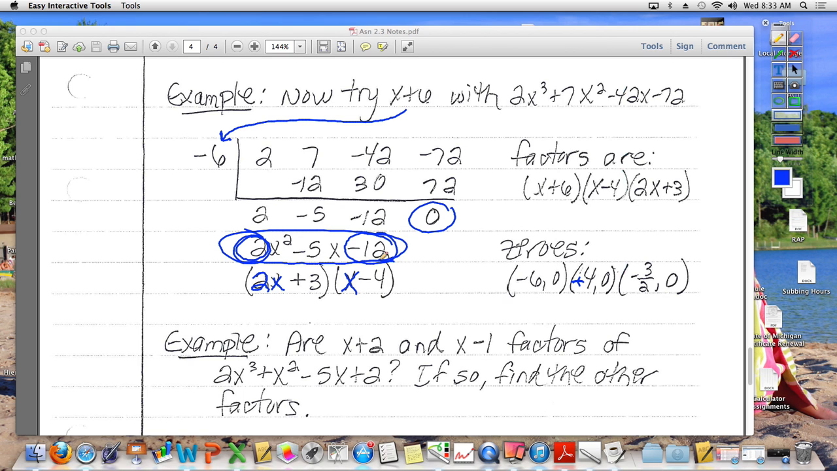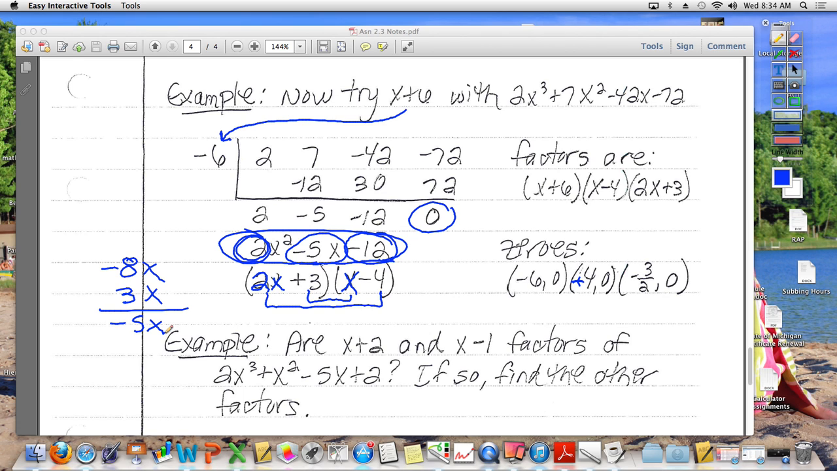2x times x gets me the 2x squared. The 3 and the negative 4 get me negative 12, but the problem is we need the middle terms to add up to a negative 5x. If I multiply the 2x and the negative 4, what is 2x times negative 4? It's a negative 8x. And then these other middle terms here, 3 and x, what's 3 times x? 3x. Now if I combine a negative 8x and a positive 3x, what do I get? You get a negative 5x. Isn't that what we wanted?